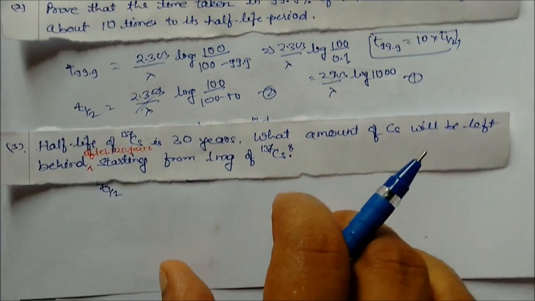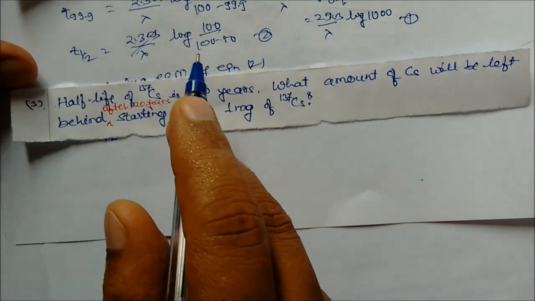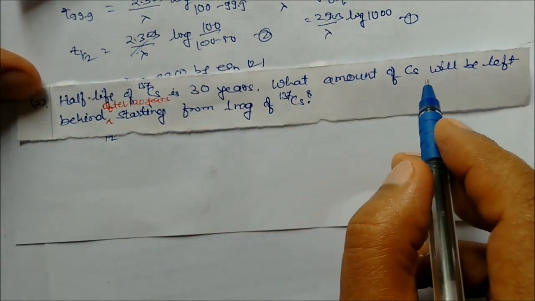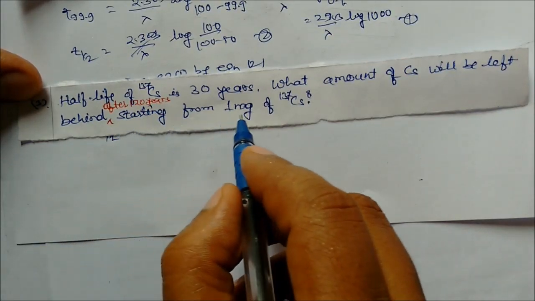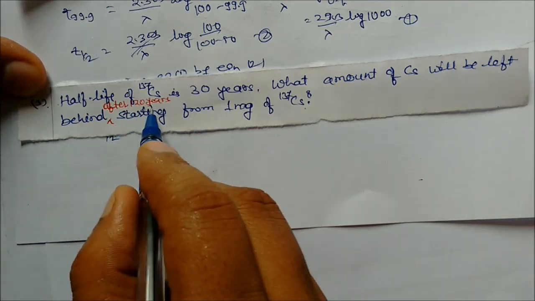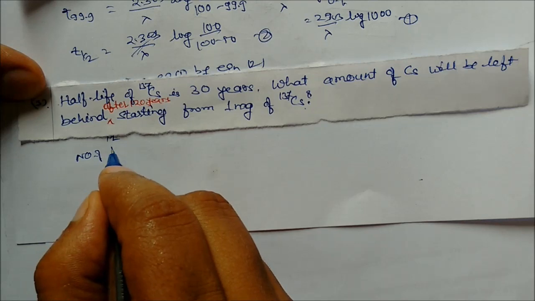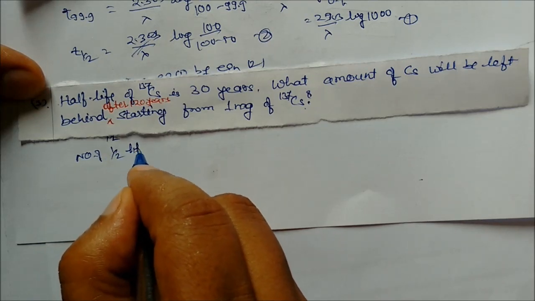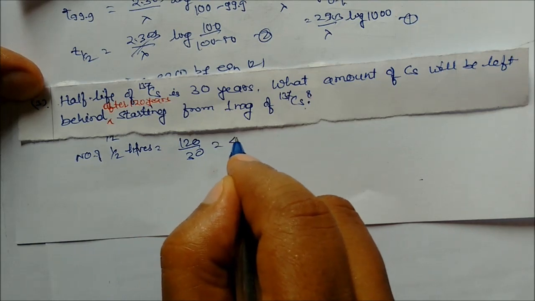Half-life of cesium 137 is 30 years. What amount of cesium will be left behind after 120 years, starting from 1 milligram of cesium 137? So the half-life is given, and after 120 years we can first find the number of half-lives. The number of half-lives will be 120 divided by 30, so this will be 4.